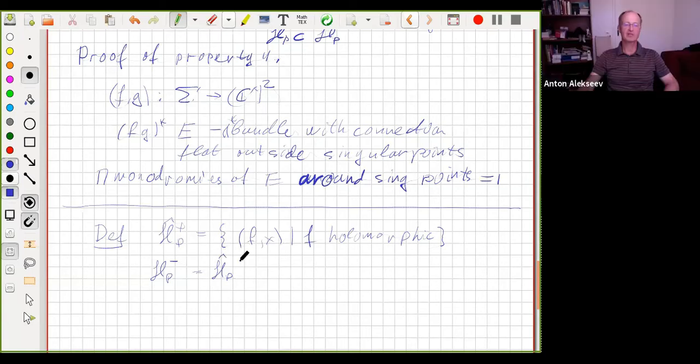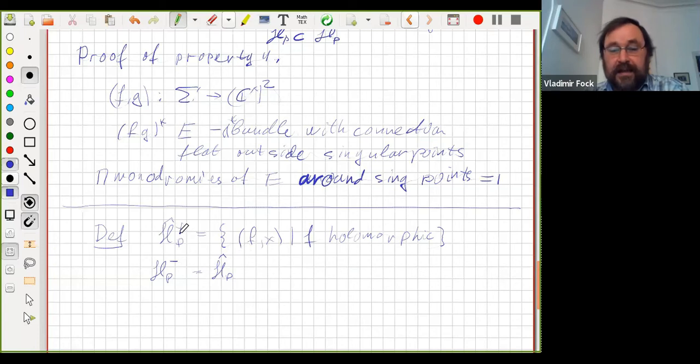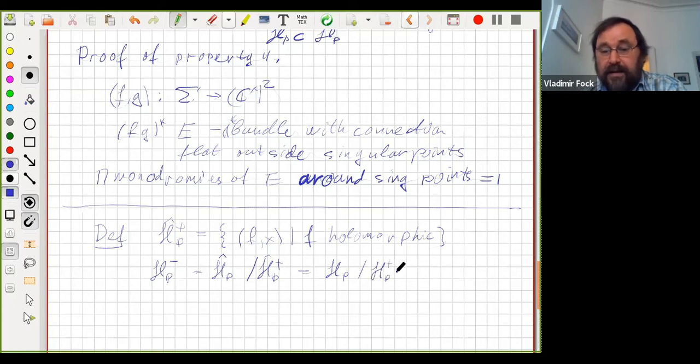We haven't heard what HP plus is. Sorry, no. HP plus is just the pairs F and X, where F is holomorphic and X is whatever complex number. And HP minus is just the quotient of HP by HP plus, and this is parameterized by an integer k, and then T1, T2, etc.